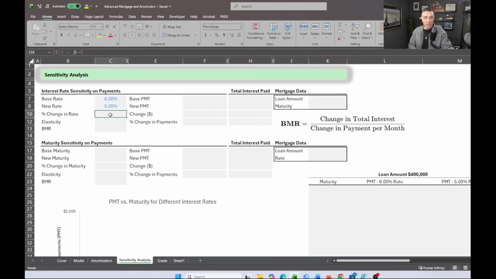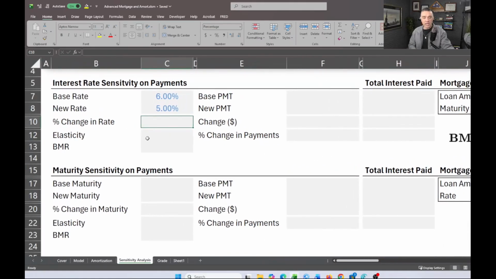Number one, we want to know what is our percent change of our interest rate. We're going to do this a bunch in the sensitivity analysis. That's going to be the new rate minus the old rate. This can be a negative. Now we're going to do absolute value with other ones, and then it's divided by the old. So we can see the interest declined by 16.67%. We want to compare the base payment and the new payment based off that interest rate.